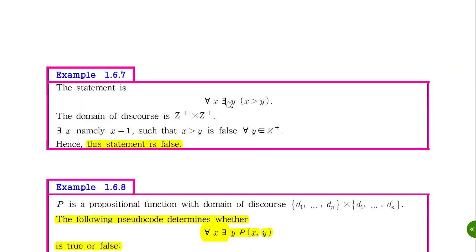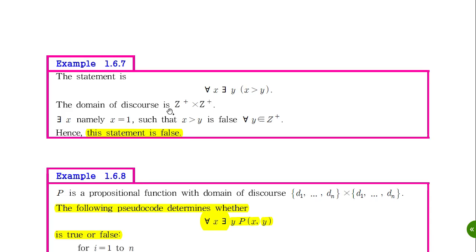For all x, there is y such that x is bigger than y. This is false. For all x, there exists y which is less than x. Okay, if x is equal to, in positive integers, yeah. If it's all real, then it's true.